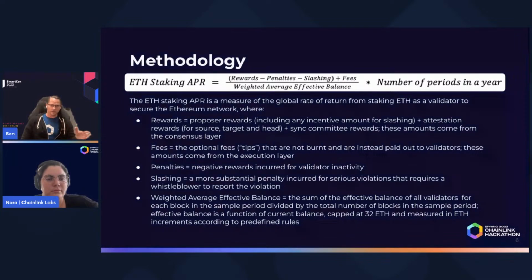If you're not familiar with effective balance, it's a function of the actual balance held in each validator's wallet, but it's capped at 32 ETH. So if a validator has more than 32 ETH in their wallet, any excess is effectively idle capital. The effective balance is what's used by the protocol to calculate rewards. And so that's why we use it for the basis of this rate of return calculation.